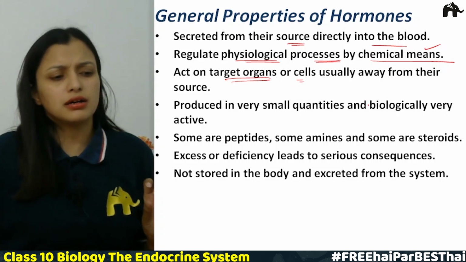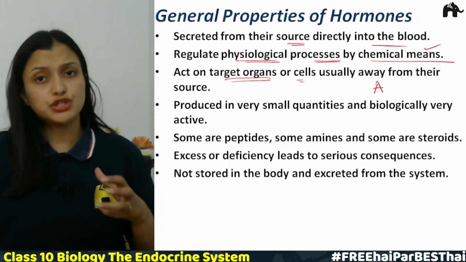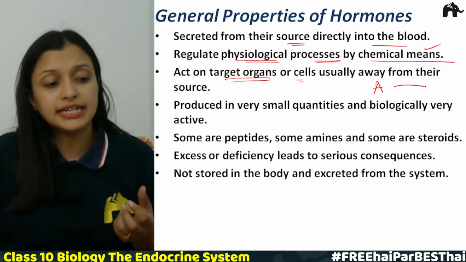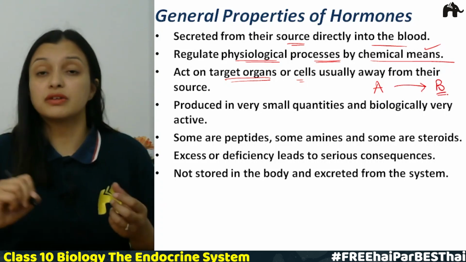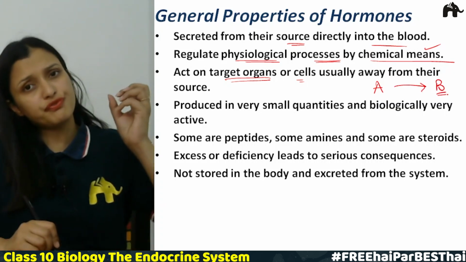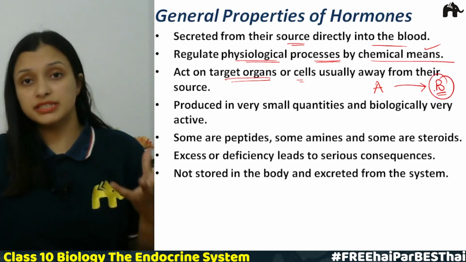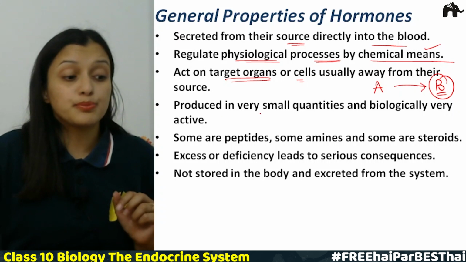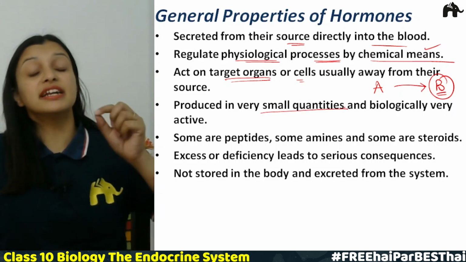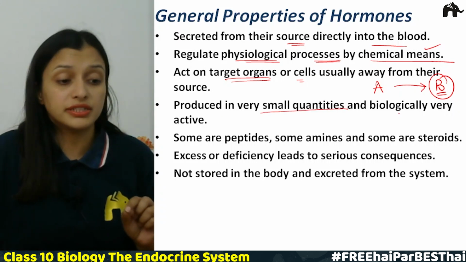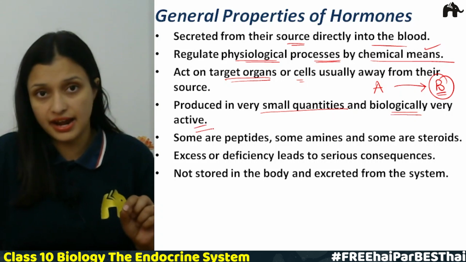Say there is an organ A which is producing a hormone, and it is going to affect an organ which is very much away from this organ, say organ B. The next is they are produced in very small quantities, and even those small quantities are biologically very active.